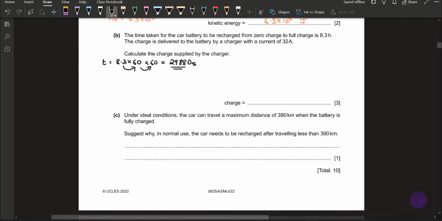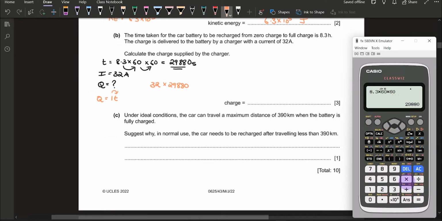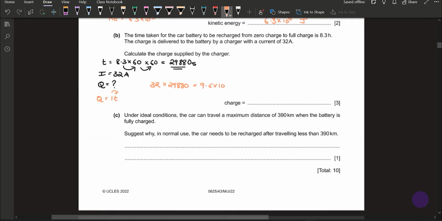And we are given the current, which is I, so 32 ampere. And we are supposed to find charge, which is Q. So we have an equation which is Q equals IT, and we just have to multiply the current with time to get our charge. So we have our current, which is 32, and we have our time, which is 29880 seconds. So we can just multiply this in our calculator and we'll get our answer as 9.6 times 10 raised to the power 5. So this is 9.6 times 10 raised to the power 5. We can write the same thing here, and don't forget to add your units, which is coulomb.